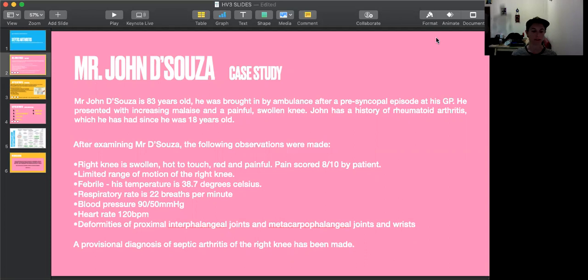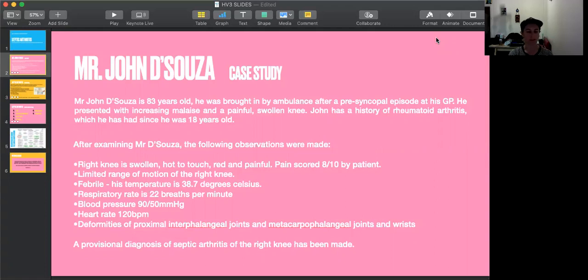John has a history of rheumatoid arthritis, which he's had since he was 18 years old. After examining Mr. D'Souza, the following observations were made. His right knee is swollen, hot to touch, red and painful. His pain was scored 8 out of 10. He has a limited range of motion of the right knee. He's febrile. His temperature is 38.7 degrees.